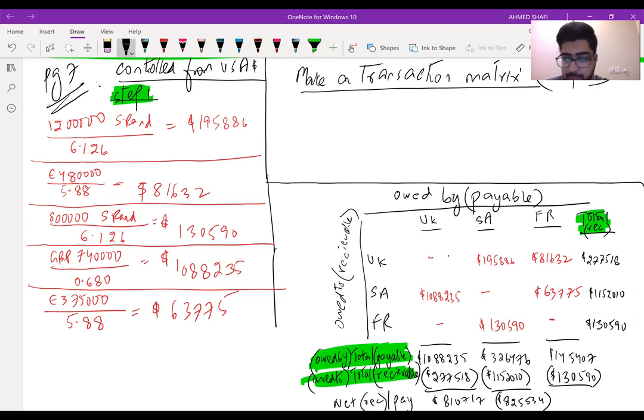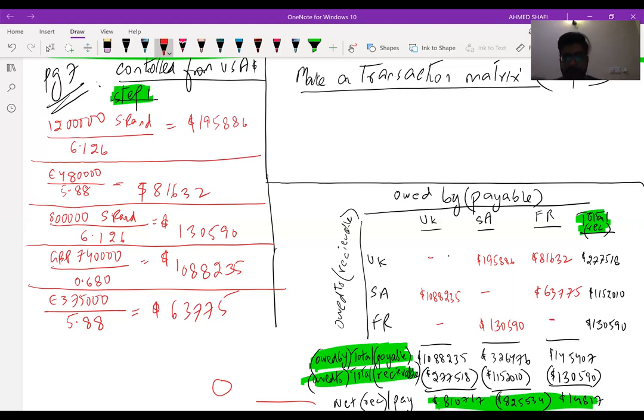And finally, 1145407 was the payable, minus 130590 was the receivable. So that is 14817. Since payables were more than receivables, it's net payable. Okay, that's the end of transaction matrix. Just to confirm whether your answer is correct or not, I need you to net them all off. The net off of all this should be zero. See 14817 plus 810717 less 825534, that is zero.